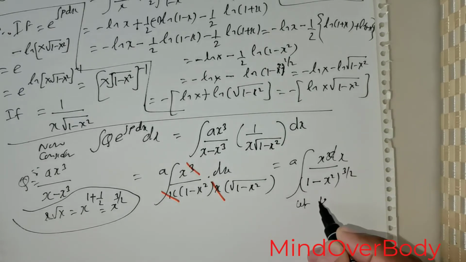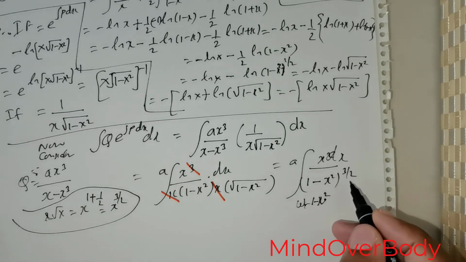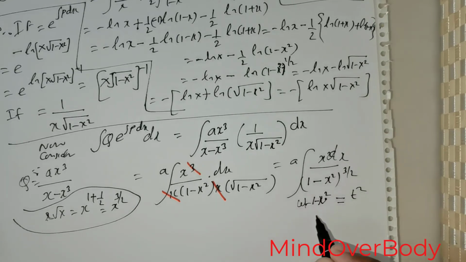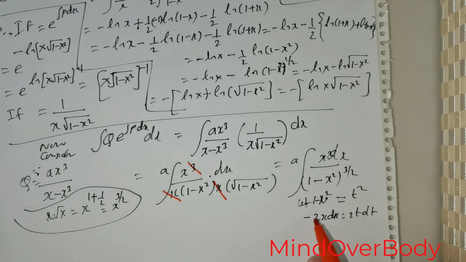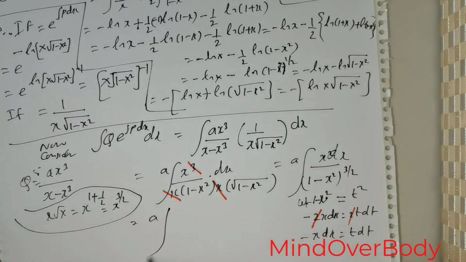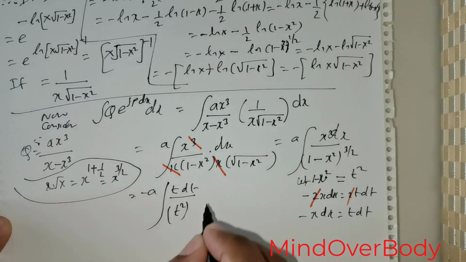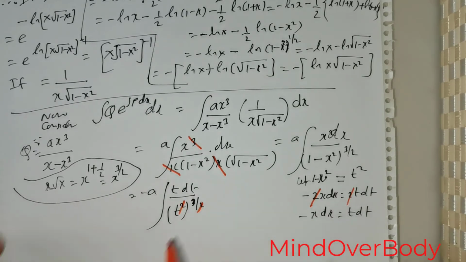Let 1 negative x squared be equal to some t squared. When I differentiate, I get negative 2 times x dx is equal to 2 times t dt. So clearly the 2 can be cancelled. This is going to give me negative x times dx is equal to t times dt. If I were to replace that, x times dx is going to be negative t times dt, divided by 1 negative x squared, which is t squared. So it's going to be t squared raised to the power of 3 over 2, right? What happens here? This 2 and this 2 get cancelled.